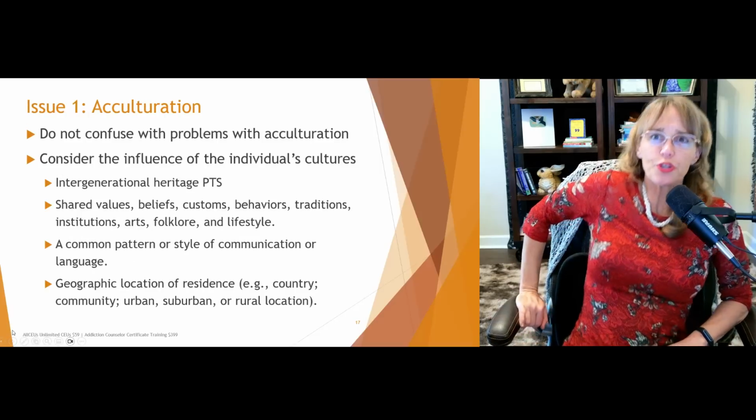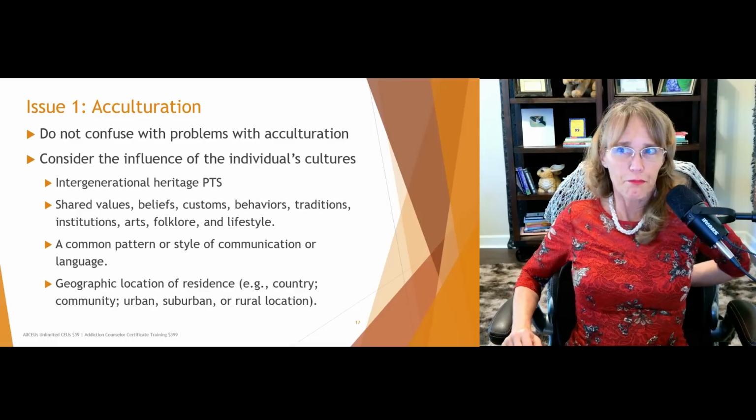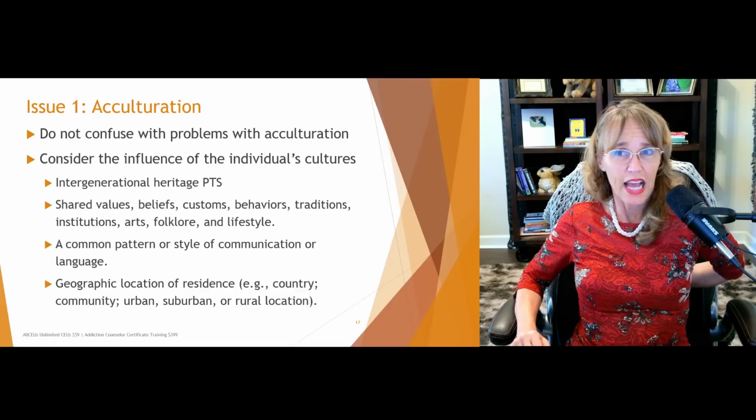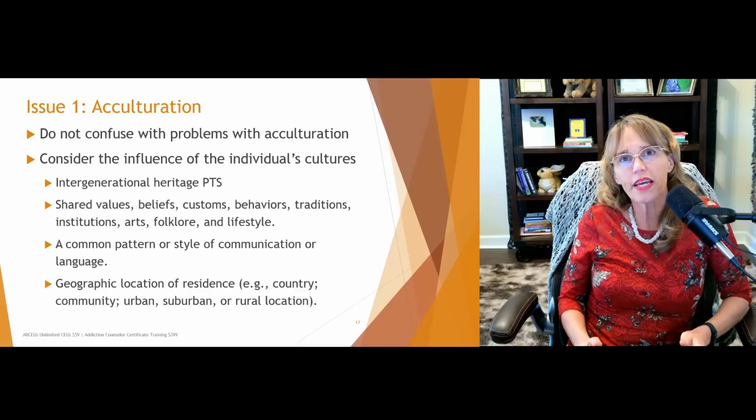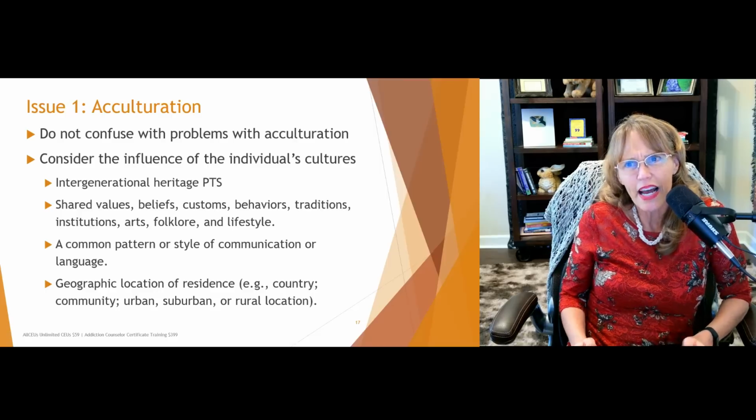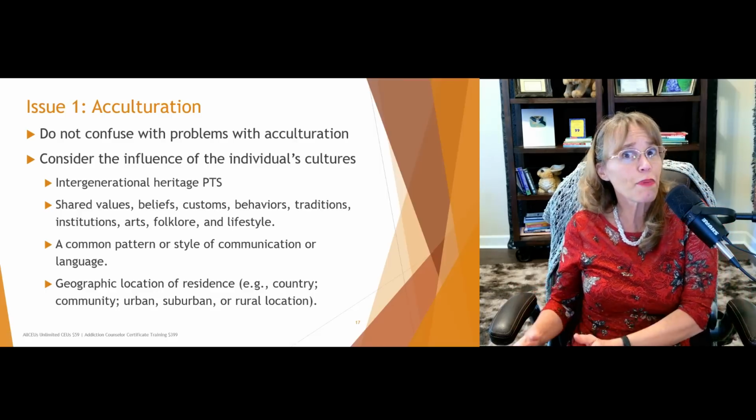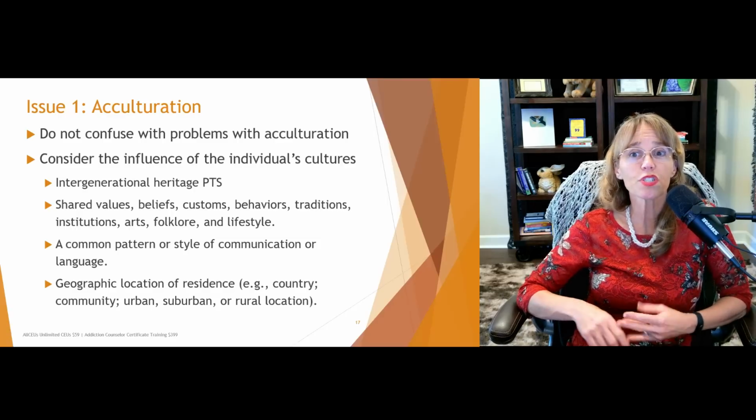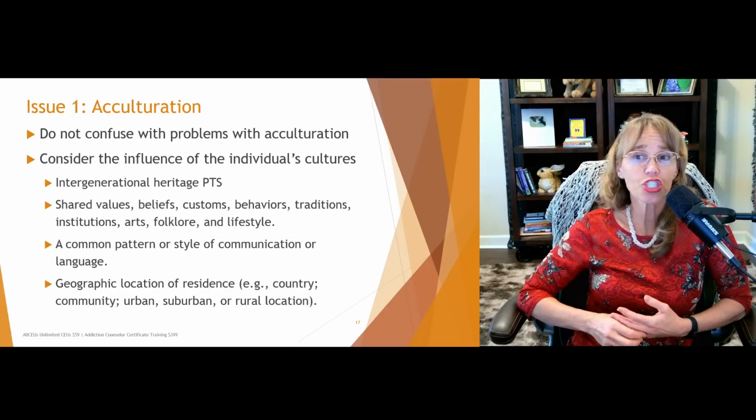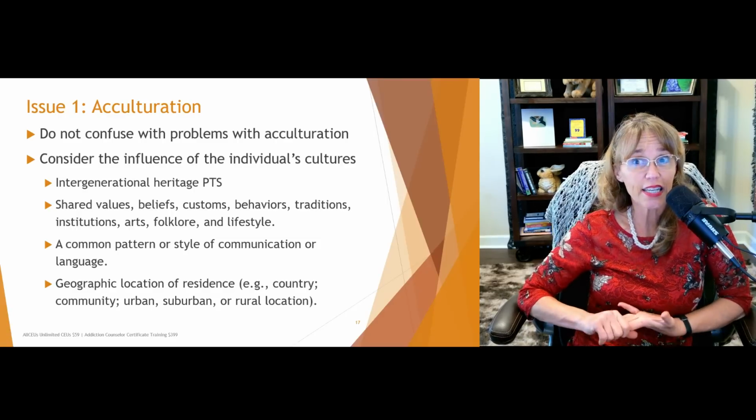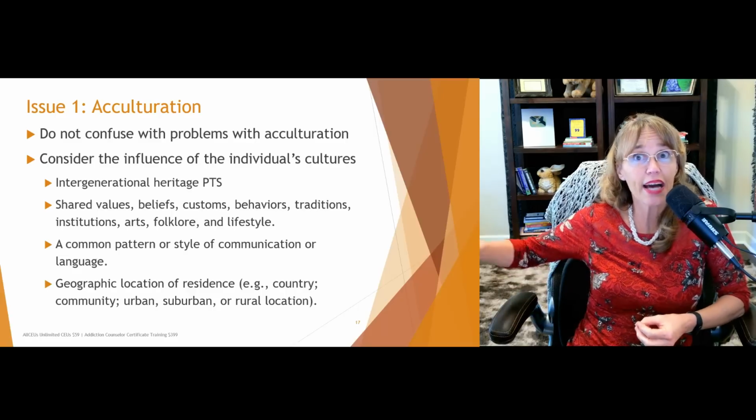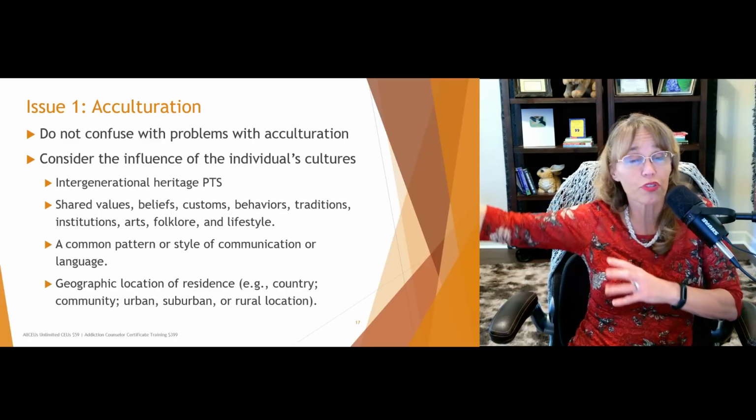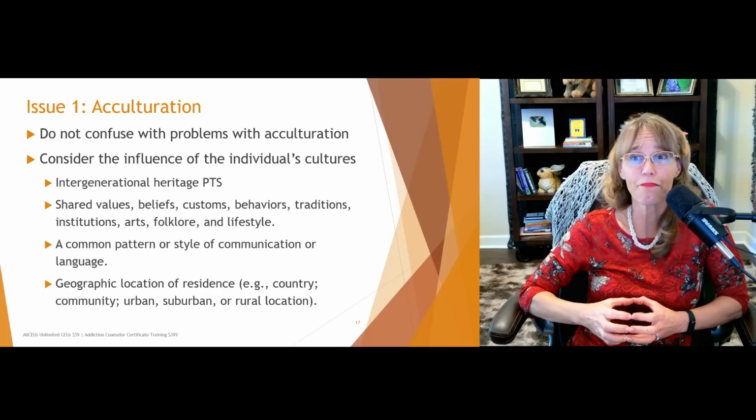We need to make sure that we don't confuse problems with acculturation. Is what they're doing something that we don't like, but is actually expected in the culture? We want to consider the influence of the individual's culture, including intergenerational PTSD and how that may impact them and maybe cause CPTSD in them.